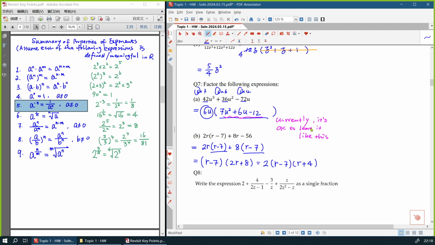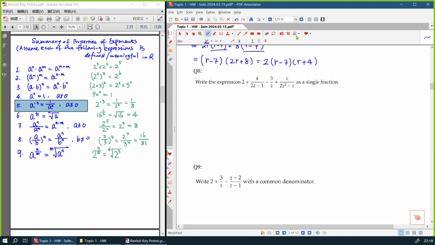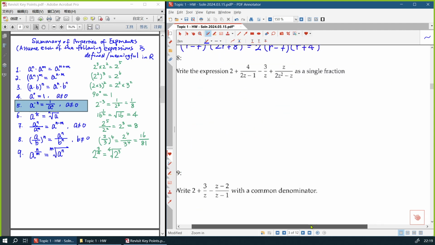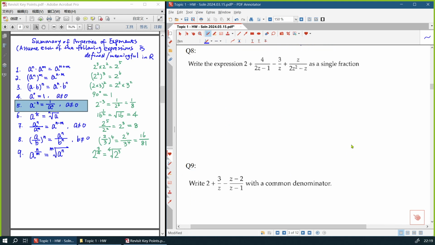Alright, if you don't have any questions, let's have a look at question number 8. This is another type of question. It asks us to write this sum as a single fraction. Remember, if you want to write a sum of several expressions as a single fraction, you need to find the least common multiple of all the denominators, right?